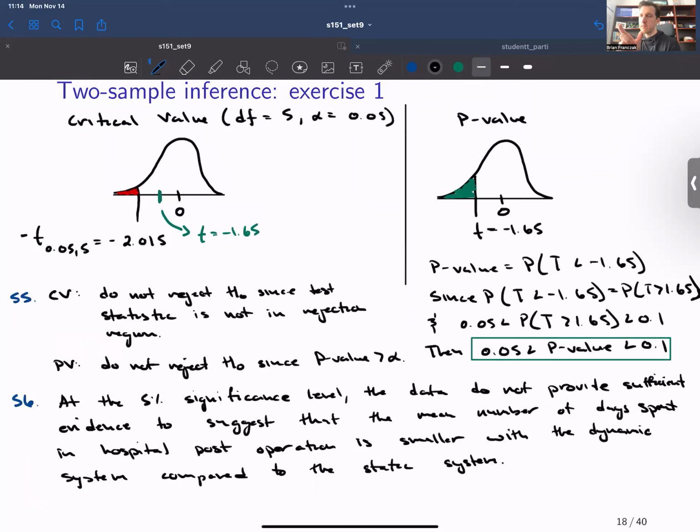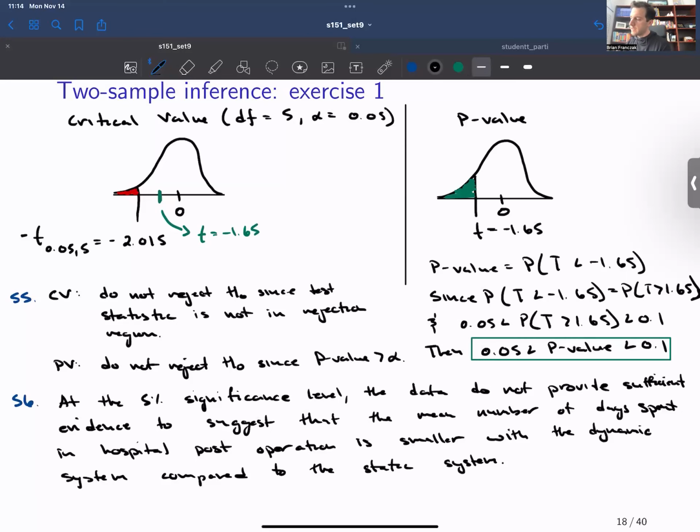Okay. So the same as we had with the one sample test, in our conclusion, we have 3 different components. We have the statement of the significance level, whether the data provide or do not provide evidence. So they do not provide evidence here because we do not reject the null. And then we are effectively just describing the alternative hypothesis. So there's no evidence that the mean number of days spent in hospital on the dynamic system is less than that of the static system. All right. So that is an illustration of a 2-sample hypothesis test.